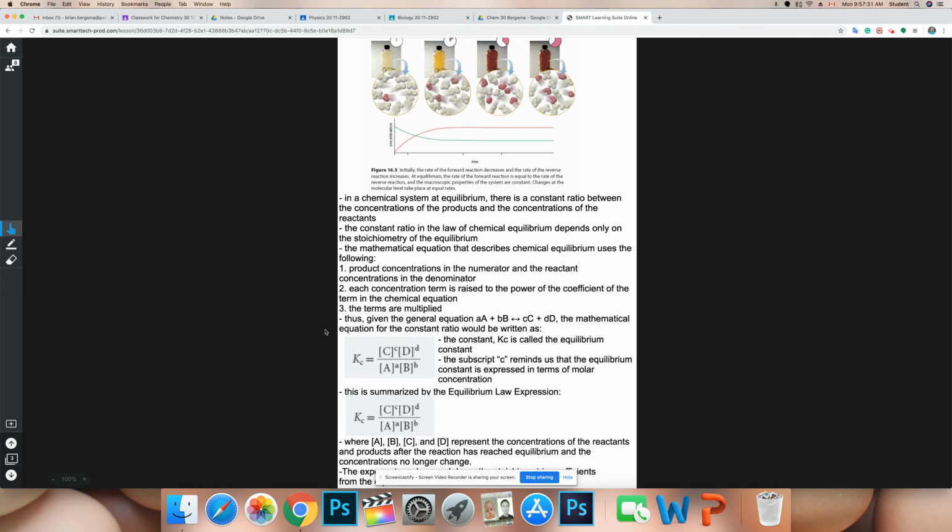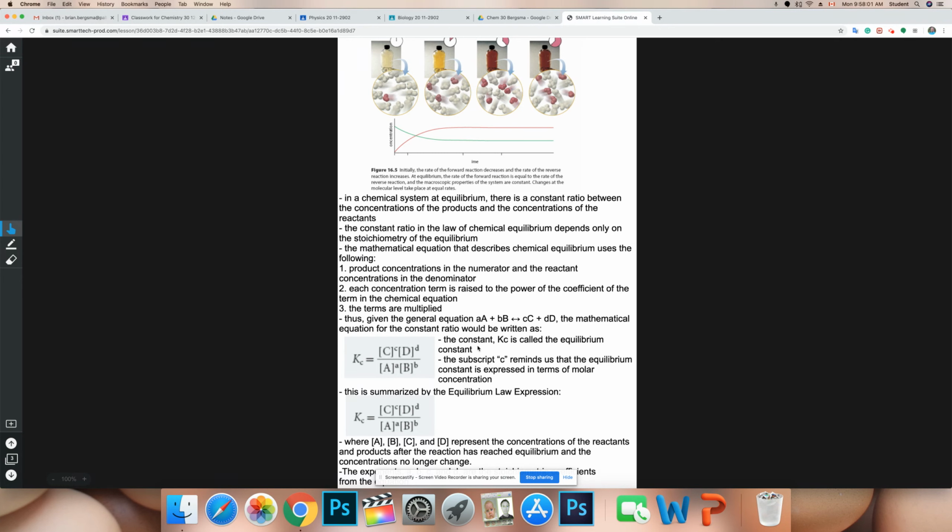Again, so this is the equation. We'll do some examples. I'll show you how to use this equation because you'll need it for your assignment. Given the general equation, the lowercase letters would be the coefficients, and the capital letters would be whatever the compound is. So we have aA plus bB produces cC plus dD.